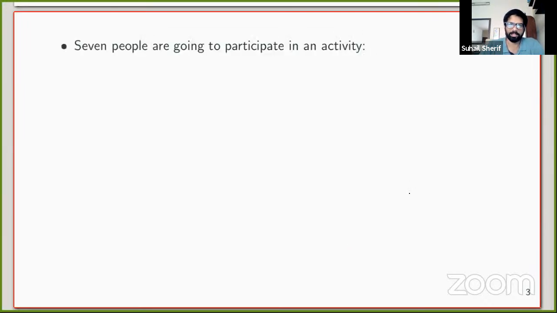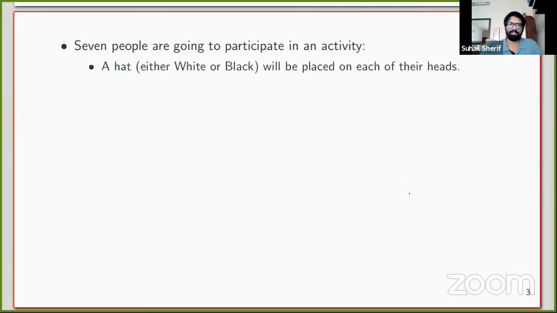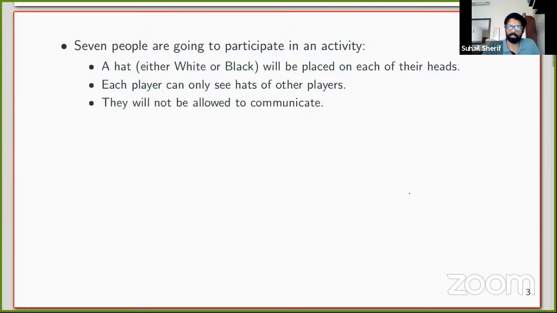The beginning part we've already seen. 7 people are going to participate in this activity, which is being kidnapped, I guess. A hat is going to be placed on each of their heads, and it's either a white hat or a black hat. Each player can only see the hats of other players. They can't see their own hats, and once the activity starts, they're not allowed to communicate. They can come up with strategies beforehand, before they can see the hats of the other players. But once the activity starts, they're not allowed to communicate.